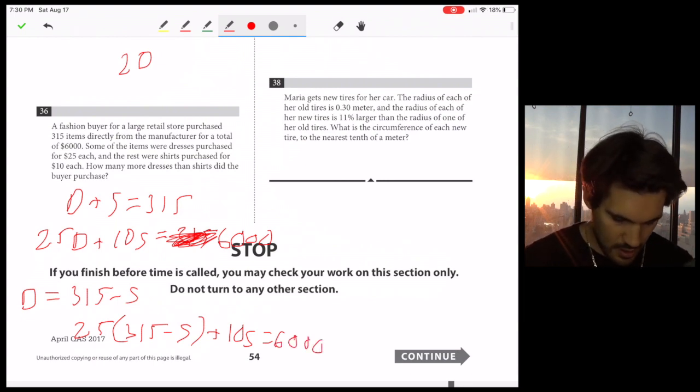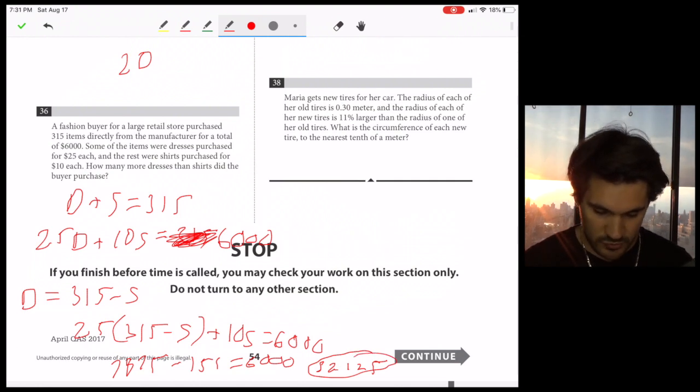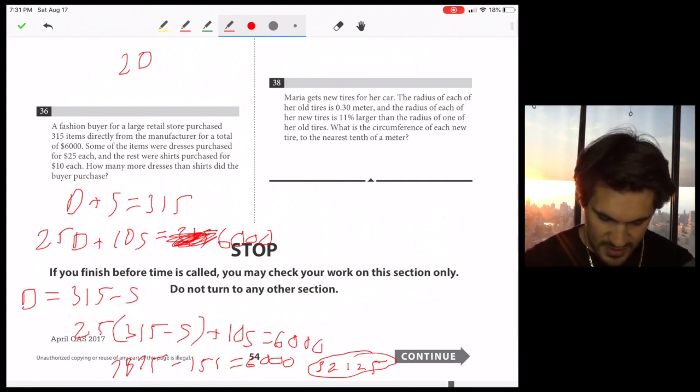So let's see. 25 times 315 is 7875. So 7875 minus 25S plus 10S is going to be minus 15S. Equals 6,000. So do 6,000 minus 7875 equals negative 1875 divided by negative 15. So we get S equals 125. So if S equals 125, that means D is going to be 315 minus 125. So D would be equal to 190.